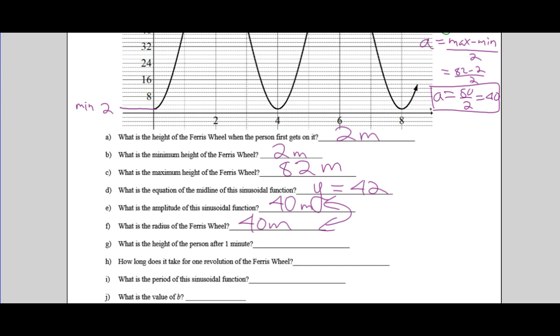Remember this. Could be worth a mark for you on the diploma. The radius is the amplitude, right? So if you're given a circle, and it's got a function, right?